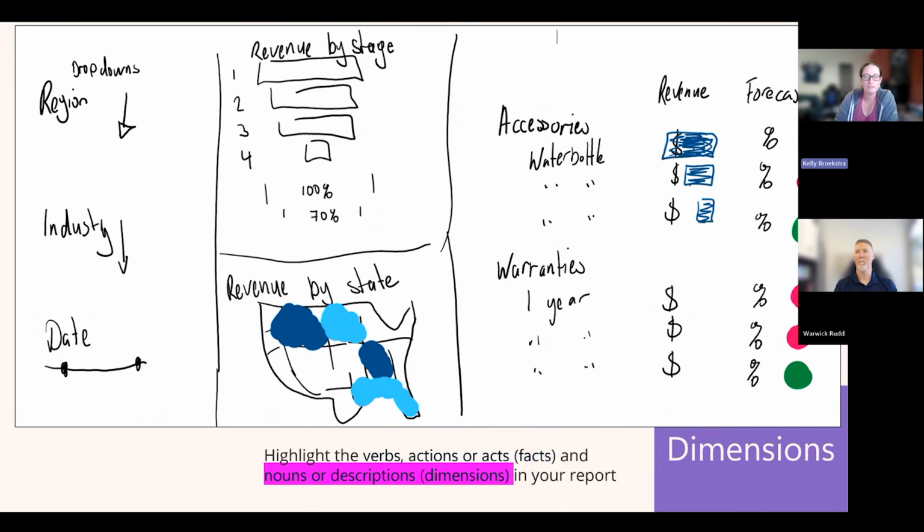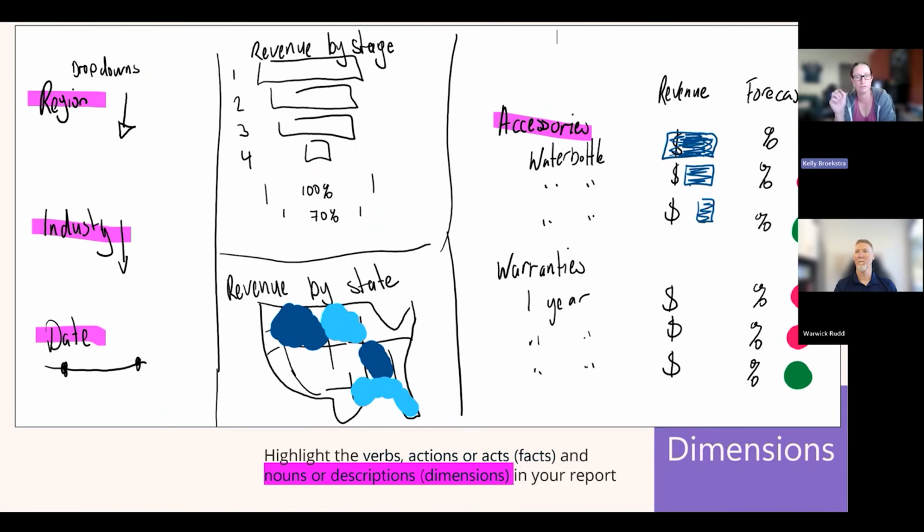Dimensions are generally your filters. So quite easily at the start, I'm going to highlight the three things that Warwick put down the side as his drop downs or his filters. He wants to filter by region, by industry, and by date. So they are going to be dimensions or attributes within a dimension. To find the dimensions, you look for the things you filter on and the things that you group by. The things that we're grouping by are our accessories.